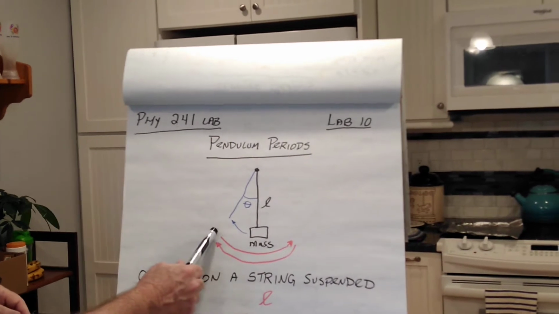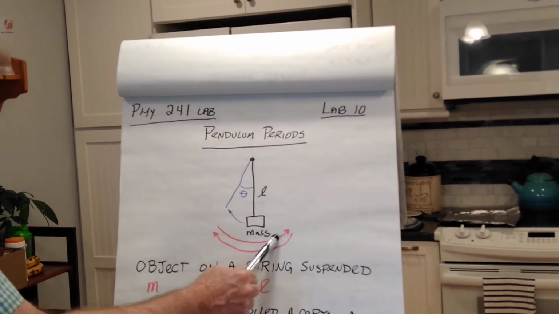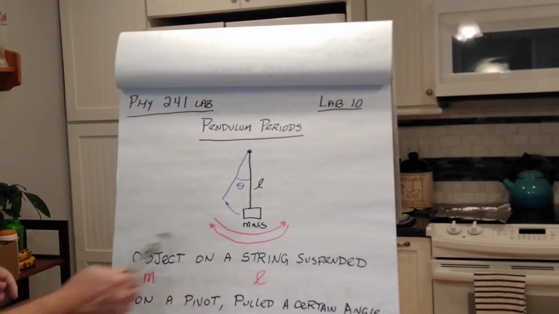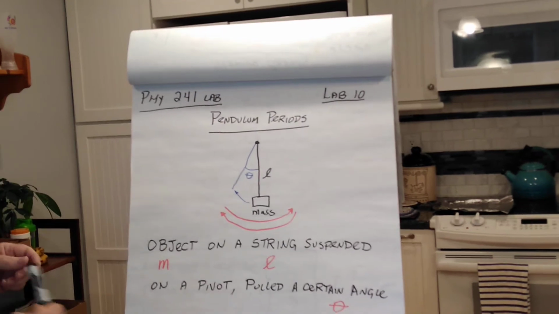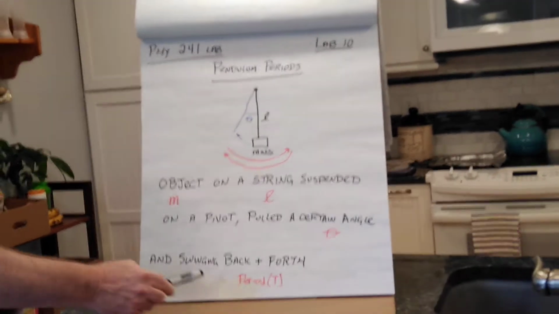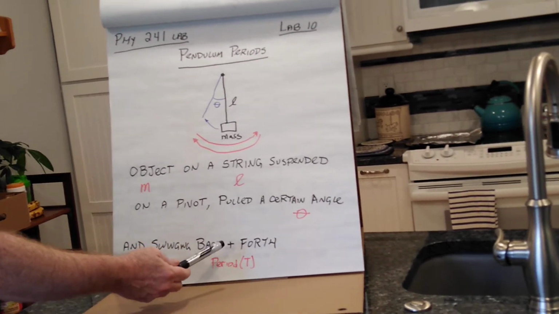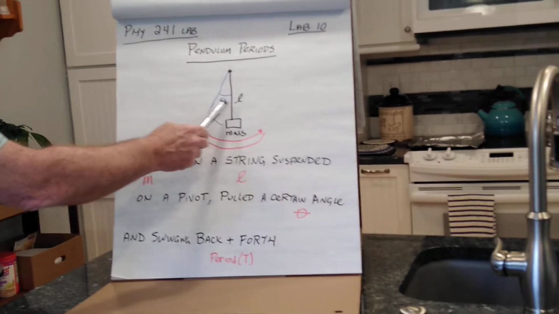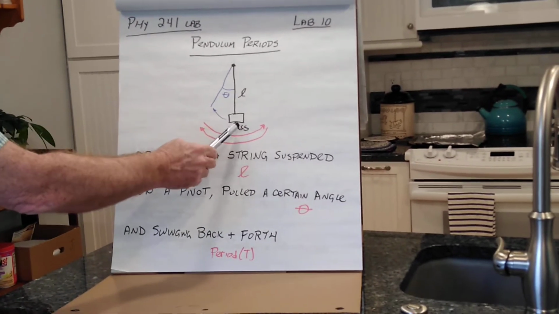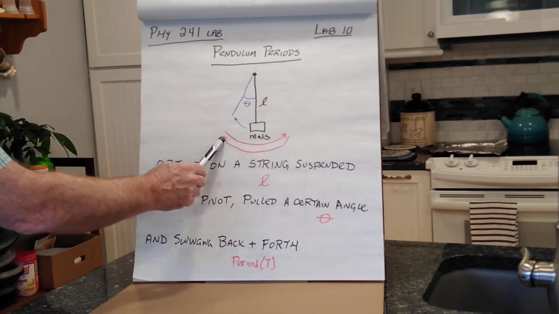And when we pull the mass back to this position, we let it swing this way, and then we let it swing back. And that back and forth period is called the period, which is abbreviated T, and it's measured in seconds. So the period is how long it takes for the mass at this angle, this arm length, with this mass to swing all the way here and all the way back.